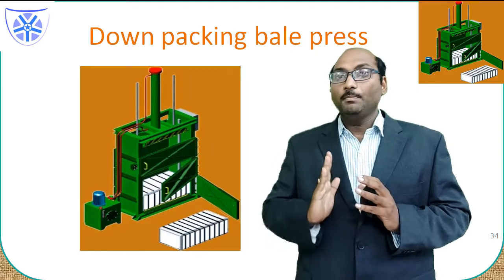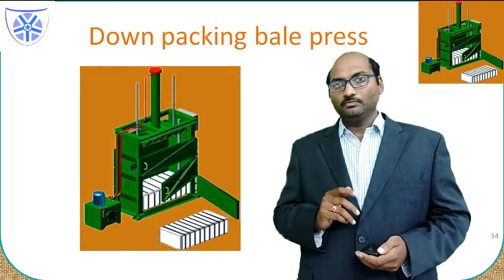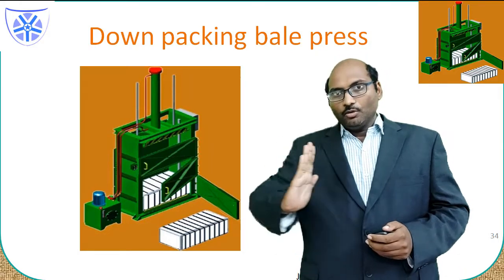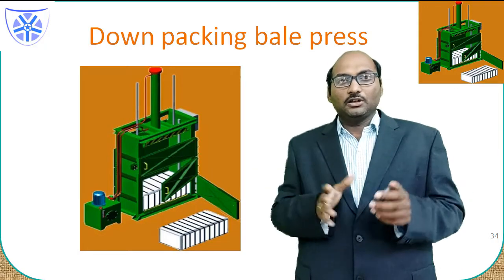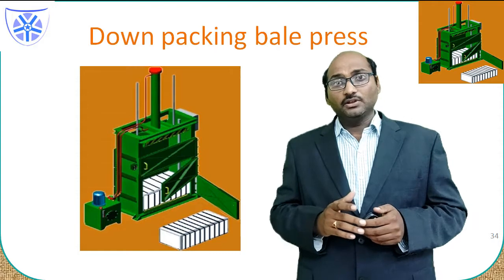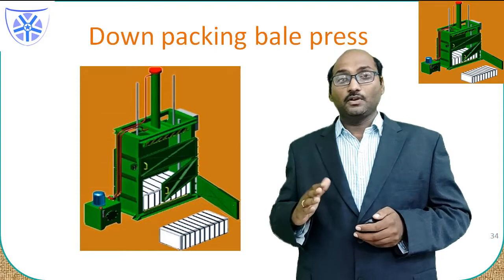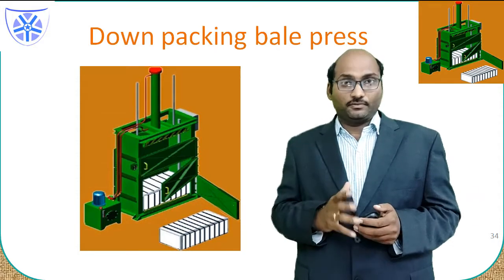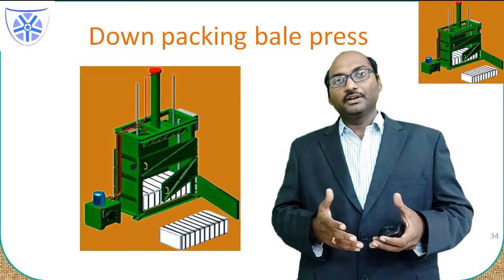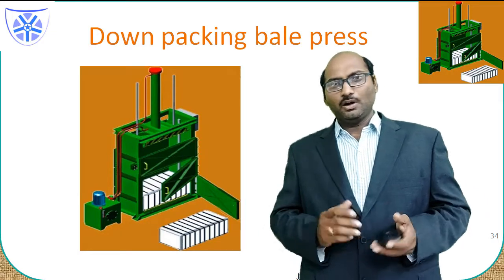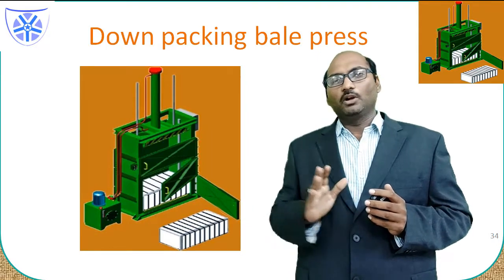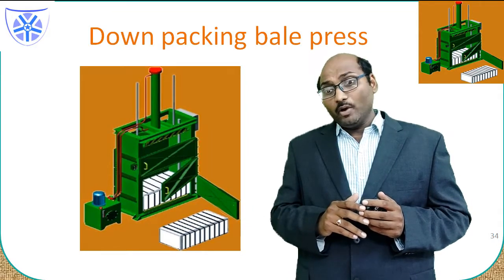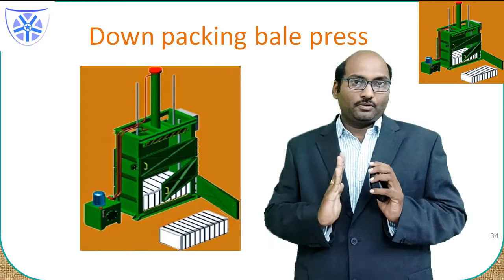Now, in order to push this, the piston obviously is not so small an item. Each bale may consist of 500 pounds of cotton. That means 220 kg of cotton. Cotton normally itself is so voluminous. So it needs to be compressed into a state that is much denser. So, it requires a lot of energy to push it.